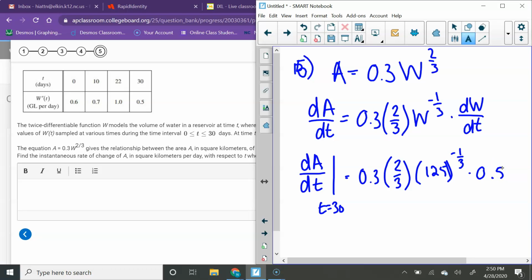Now, on the AP exam, just leave this alone. You don't have to simplify it at all. You will have a calculator just so you can see. I'm going to tell you that this is 0.2 if you simplify it down, and this would be in square kilometers per day. So that would be your answer for this problem.